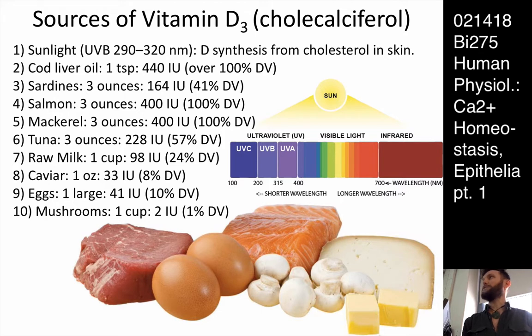Eggs have a small amount, about 10% of your daily need in vitamin D3 in an egg. You'd have to eat almost a dozen eggs to get everything you needed in a day. However, those of you who like mushrooms would have to eat 100 cups of them in a day to get your vitamin D. But everybody has their own dietary preferences.